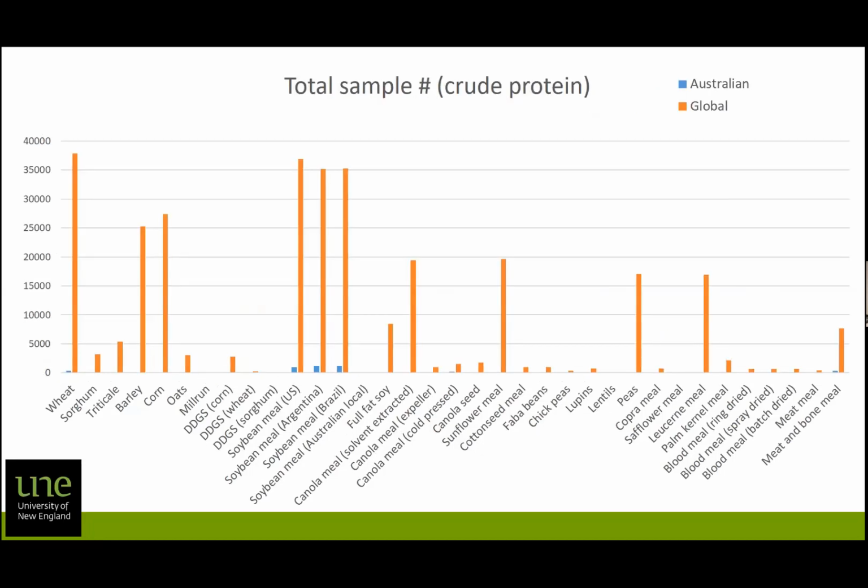Then looking at this graph, we can see the total sample numbers for crude protein for Australian samples in blue and global samples in orange. Obviously we're going to have a lot more sample numbers for the global data than Australian, just because we're only a tiny little portion of the world.